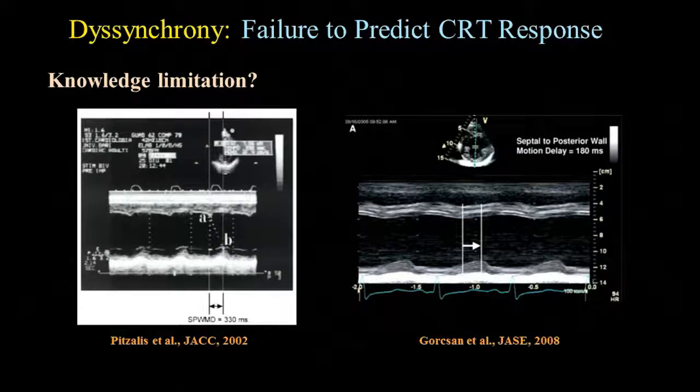in assessment of dysynchrony. The example on the right is from our lab, and it shows that there could be 2 ways in which the myocardium can contract and be dysynchronous.